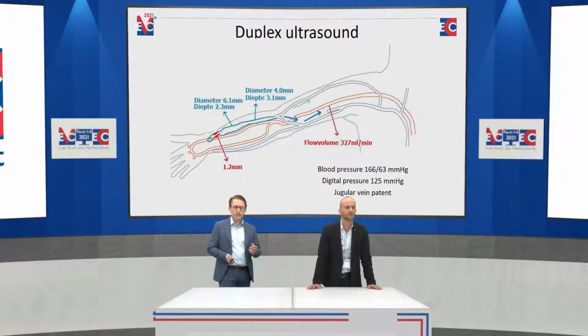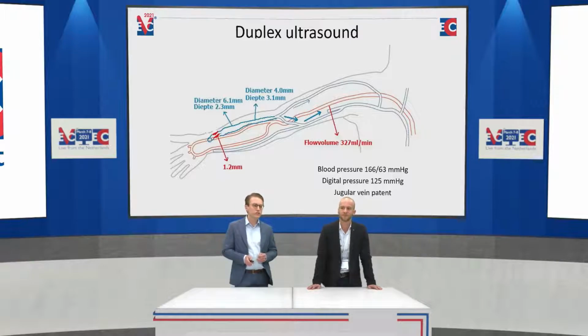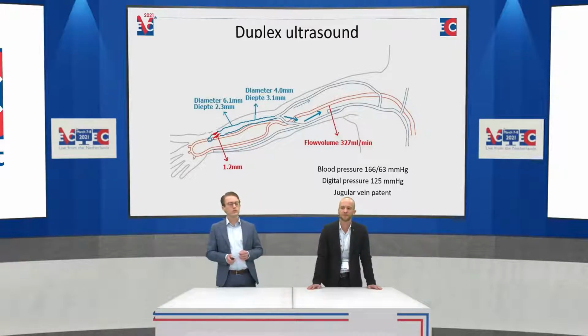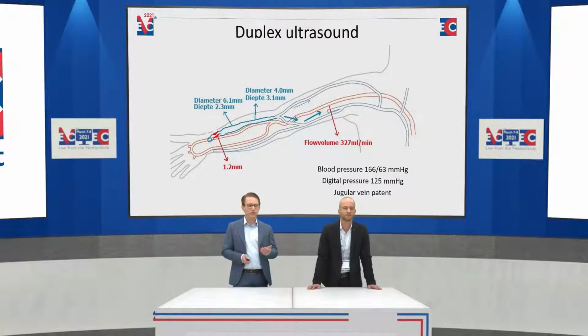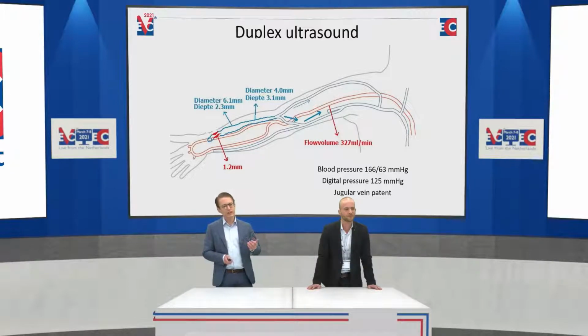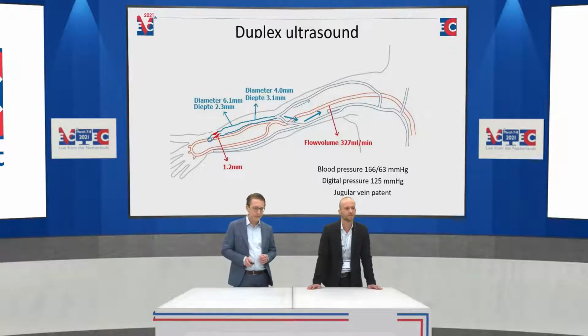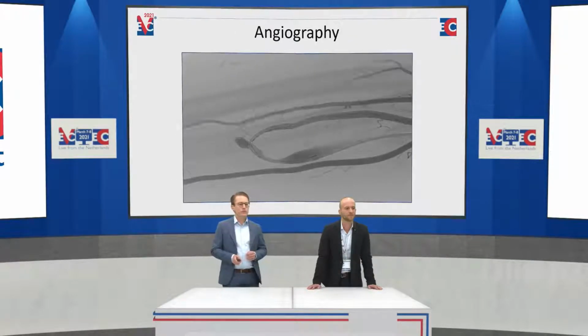We made a duplex ultrasound before doing the endovascular procedure, confirming the low blood flow and already pointing to the problem that is a juxta-anastomotic stenosis with a diameter of 1.2 millimeters in the cephalic vein. And you can see after superficialization, the vein has a nice depth of only 2 to 3 millimeters under the skin. So let's see what happens when we do an angiography.